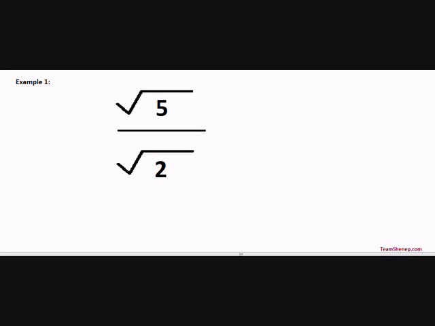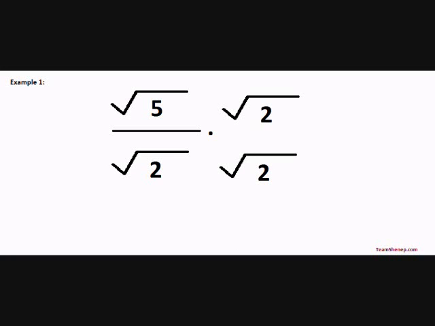Okay, so example number 1. We got the square root of 5 over the square root of 2. Okay, so the first thing we're going to do to remove the radical from the denominator is we're going to take the square root of 2 and put the same number right across, because our goal is to get the denominator in regular number form. But if we multiply the square root of 2 by the square root of 2, we have to do it to the top also.